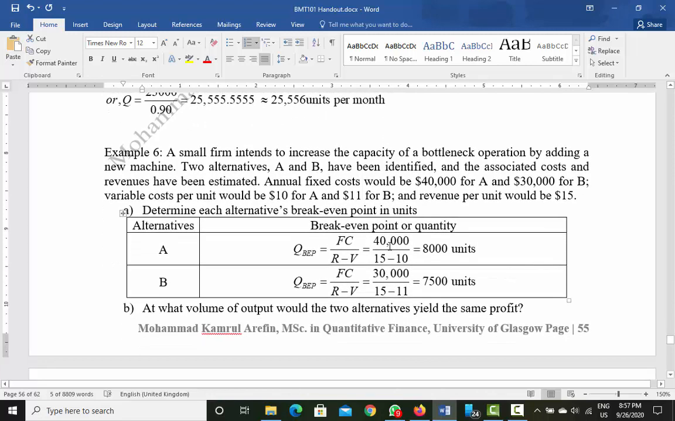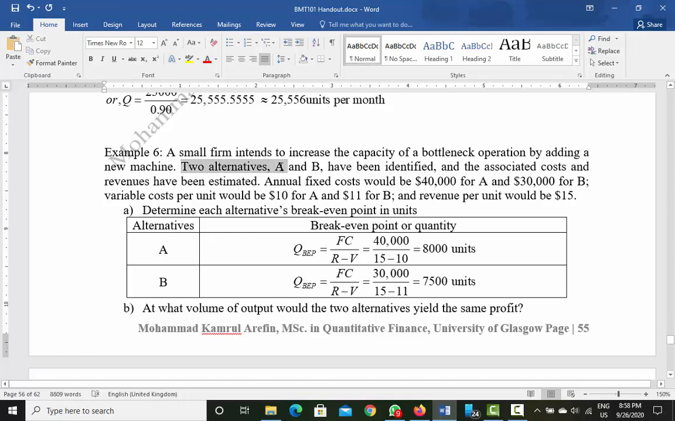Right. Next question. A small firm intends to increase the capacity of a bottleneck operation by adding a new machine. Bottleneck means a problematic operation that hinders the productivity, right? So that means two alternatives. A small firm intends to increase the capacity of a bottleneck operation by adding a new machine.